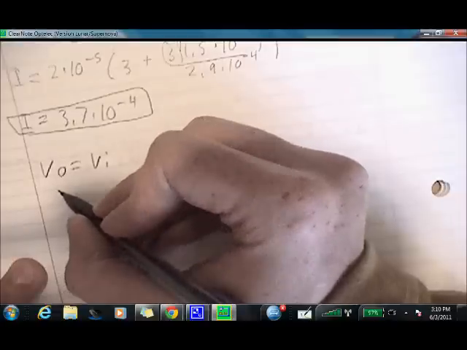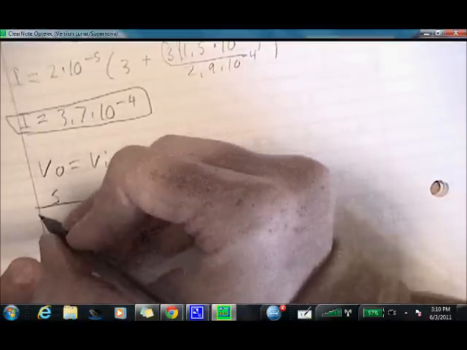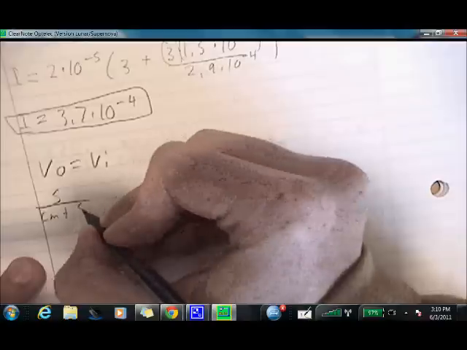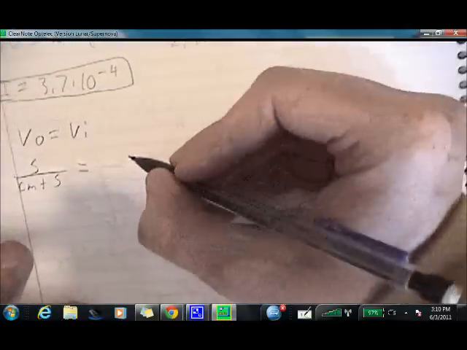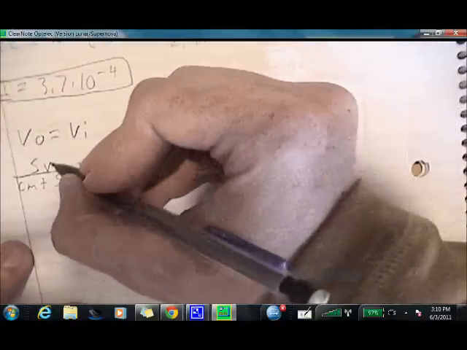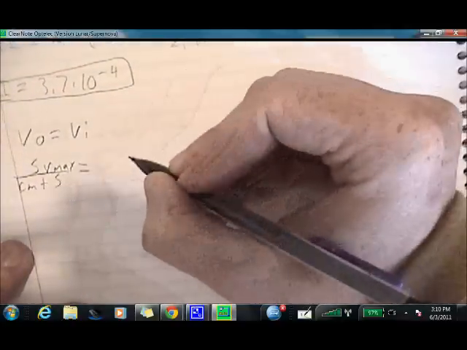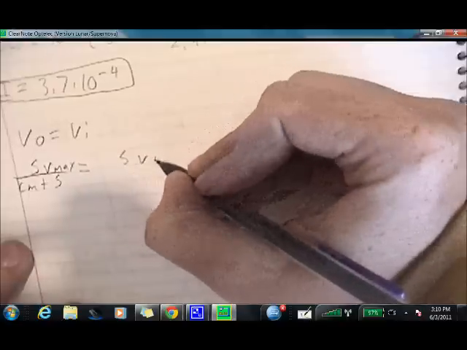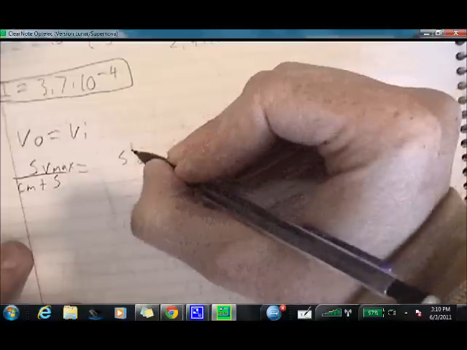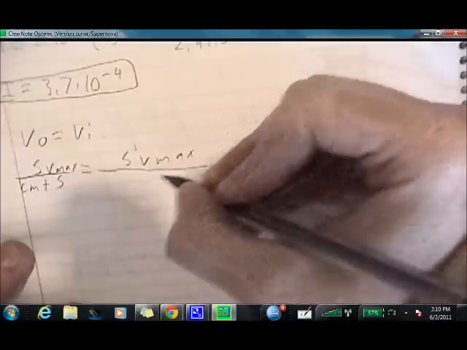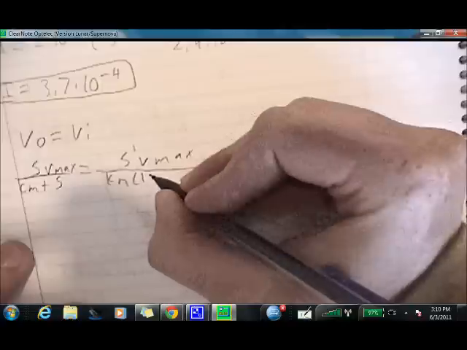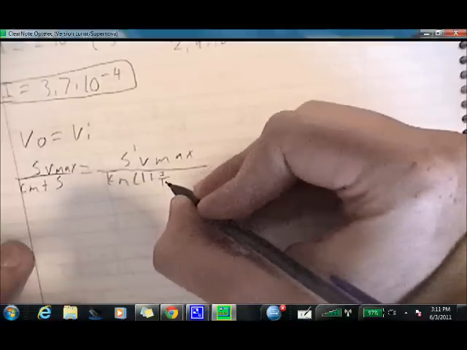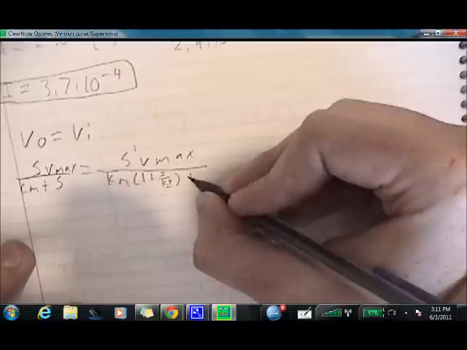So that's our V0, our Vi. This is Vmax too, sorry. It's going to be S Vmax over Km plus S prime, because this is a different substrate level, 1 plus I over Ki plus S prime.